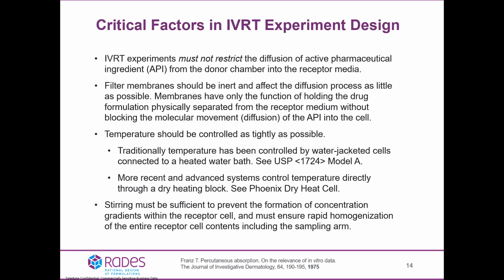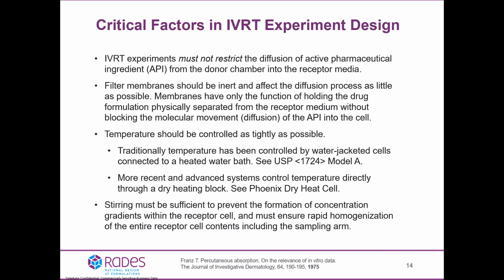Traditionally, temperature control was done by water-jacketed cells connected to a heated water bath. However, in such a system, there is always at least a little temperature gradient. More advanced systems control the temperature directly through a dry heating block, which can be very precisely controlled. This is done in the Phoenix dry heat cells that have been presented.